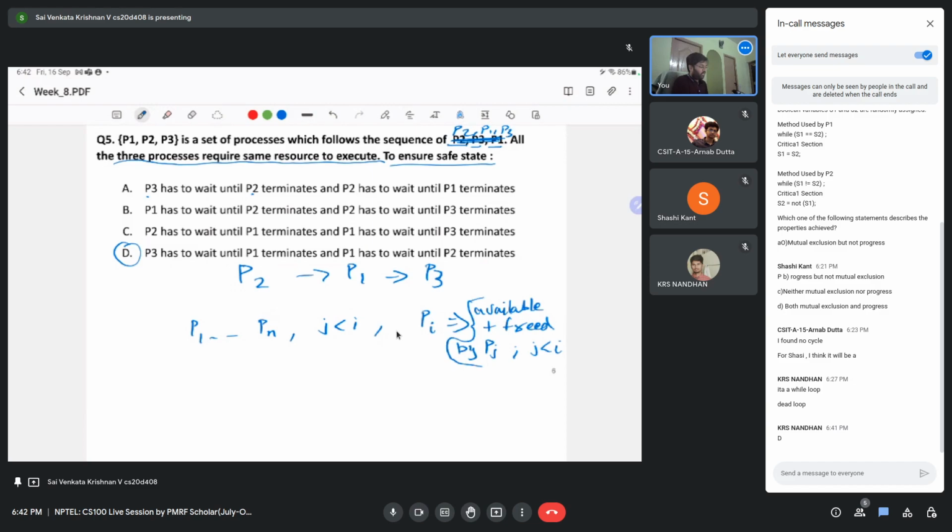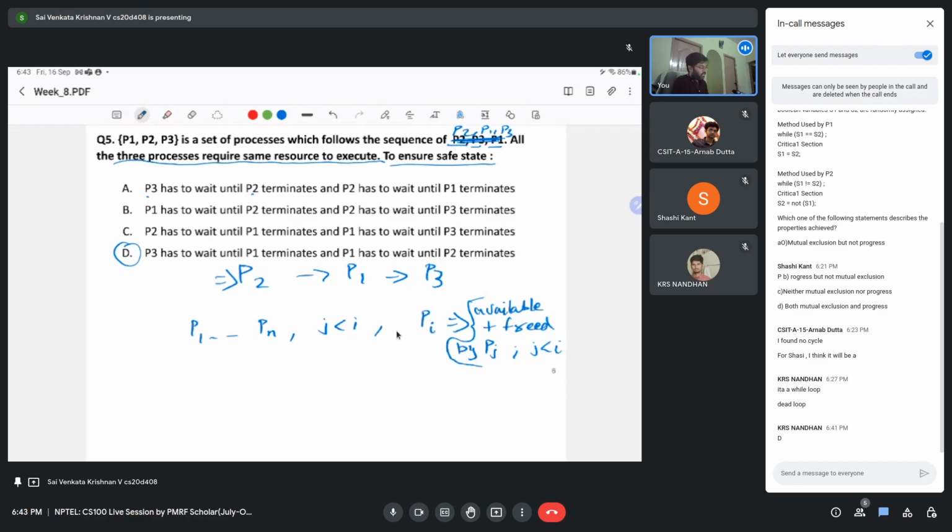In this question, three processes are there, and P2, P1 and P3 is the arrival order, and all three are vying for the same set of resources. So definitely there will be a contention. Since they are contending for the same resources, there might be a deadlock, but to ensure the deadlock is avoided, the safe state should always be maintained. For safe state, the rule is the first process which came should be allowed to get hold of the resources, finish execution, and then free the resources.